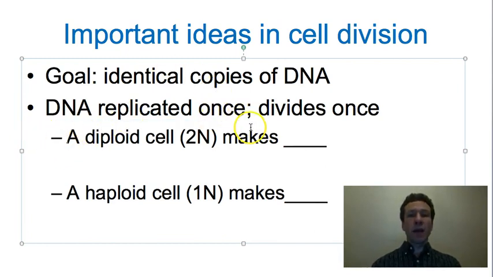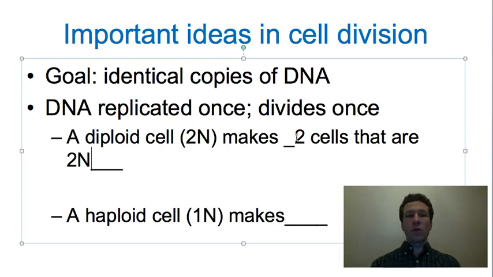Because the DNA will be identical in daughter cells compared to the parent cell, if the process that is occurring is mitosis, and if that process is occurring in a diploid cell, remember diploid cells have two copies of each chromosome, so we refer to that as 2n. A diploid cell then that is 2n, if it goes through mitosis, is going to make two cells that are 2n.